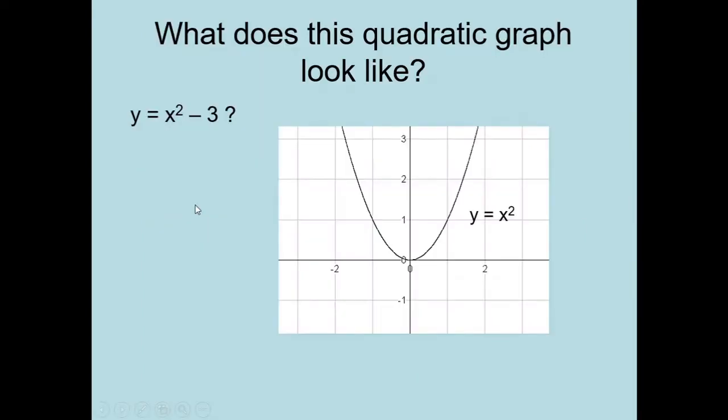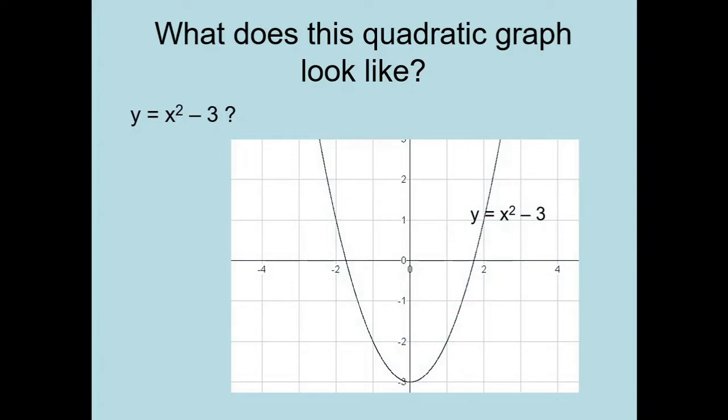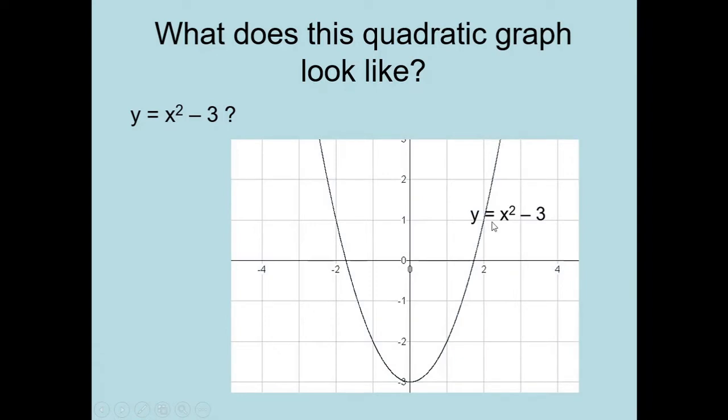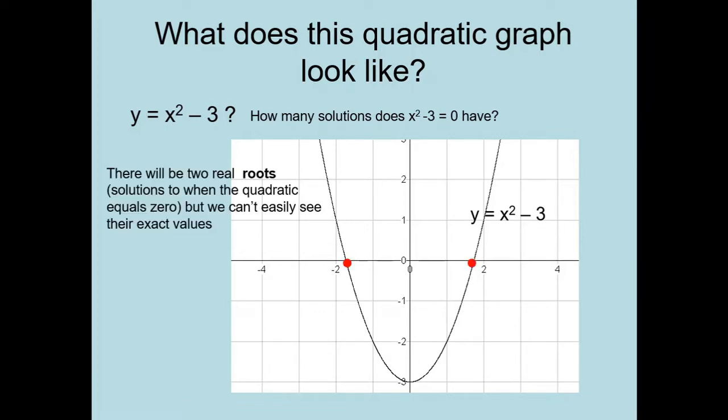So here's my y equals x squared graph, and there's my y equals x squared minus 3. Remember, my y equals x squared graph just touches the x-axis at this one point here, while the y equals x squared minus 3 graph is 3 below, so it's not touching the x-axis here, but it is crossing the x-axis in these two places. So how many solutions does it have now? It's got these two solutions, although we can't see exactly what they are.